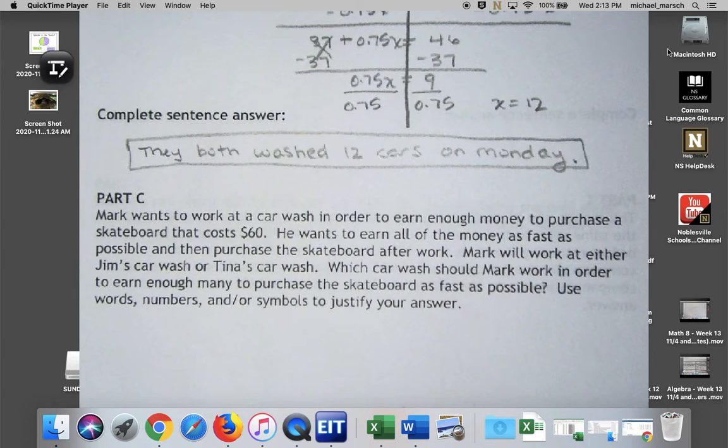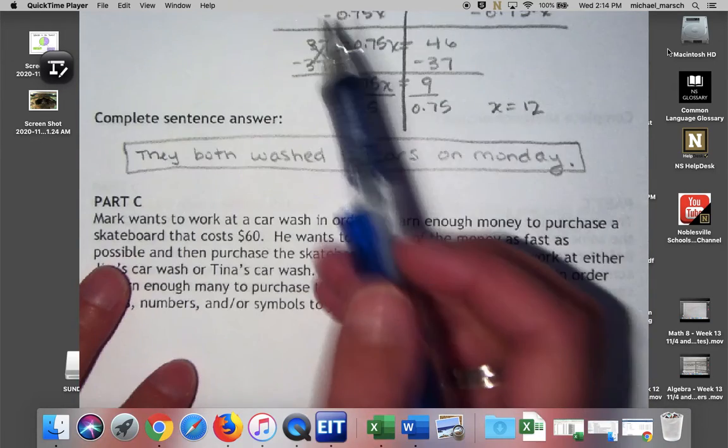Yeah, so you wait 2 weeks. Let's just pretend the person's like, I'm going to pay you every day that you work. So how can we figure this out? How can we figure out how many cars, well, what's the fastest way he can earn the money? What would we have to set each expression equal to?